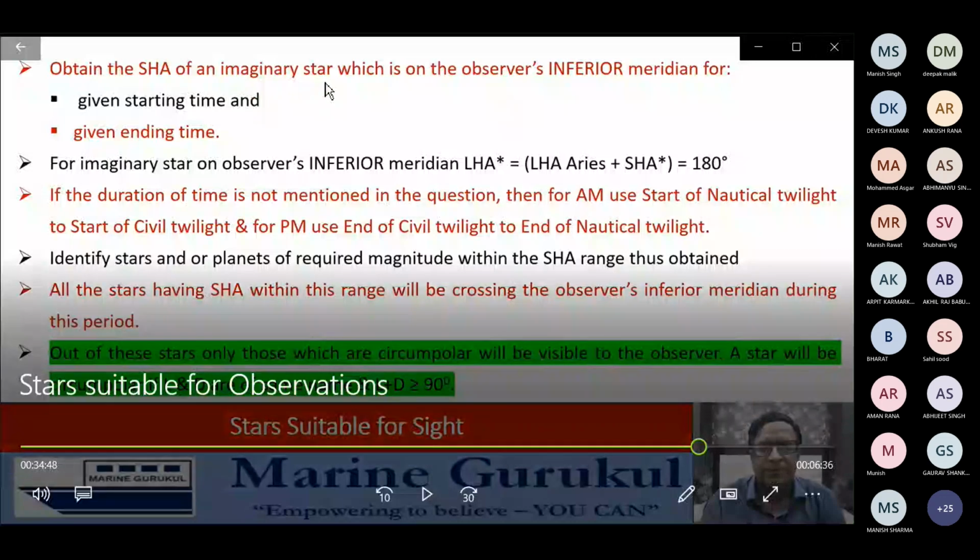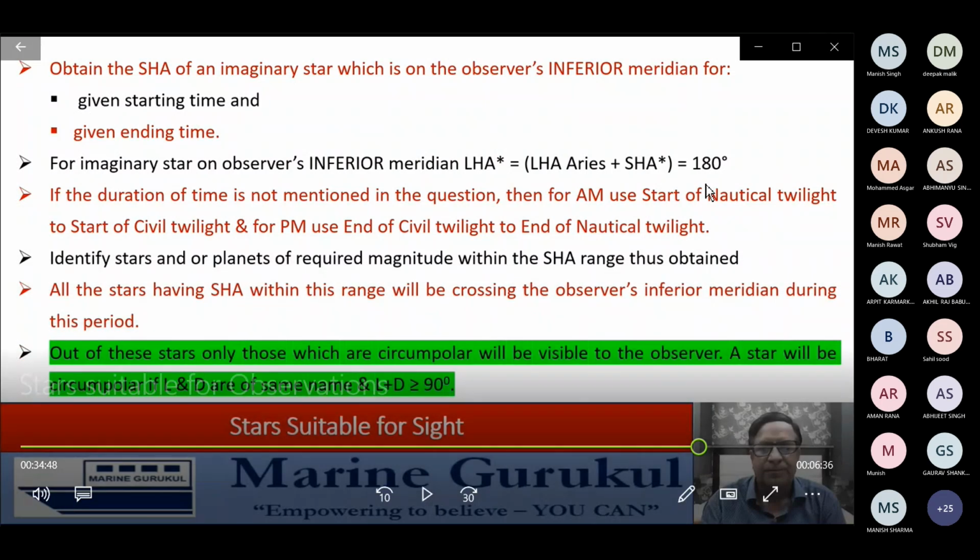Okay, so the only difference in these type of questions is that we will have to find the imaginary star on our inferior meridian. And we know that if a star or body is on our inferior meridian, its LHA is 180. So we keep the LHA equal to 180 and we find the SHA of the stars. The rest of the procedure is exactly the same.